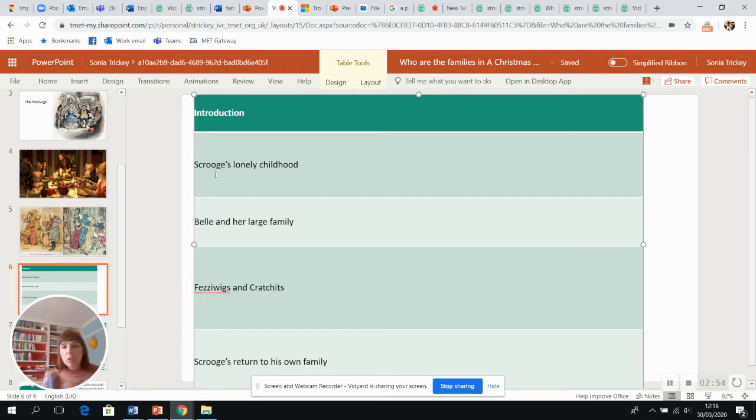So I'd start with Scrooge's lonely childhood, and I would mention that he's quite isolated from his family. Then I would move on to Belle and her large family, the family, if you like, that Scrooge nearly had. Then I might talk about the Fezziwigs and the Cratchits. And then I'd talk about how at the end of the novel, Scrooge returns to the bosom, to the heart of his own family. He's embraced by his own family. So how might that look if it was written down?